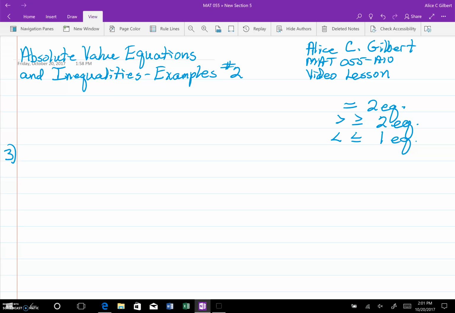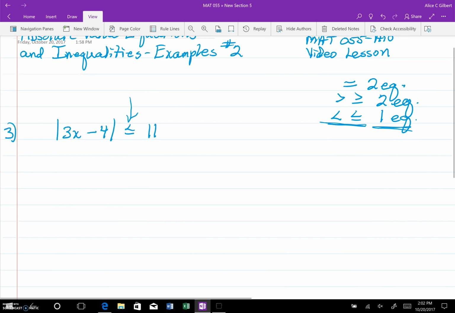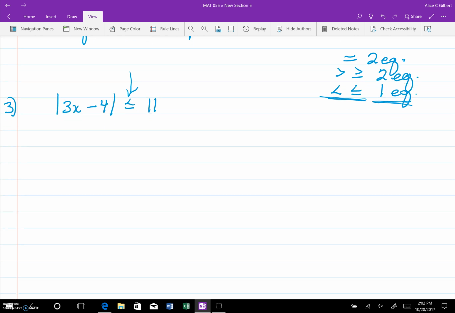All right, continuing with example number 3, we're going to do the absolute value of 3x minus 4 is less than or equal to 11. And again, it could also just be less than, not also equal to. Okay, so this one, we're looking at this, but that looks like these guys. So that means one equation. So this is how we do this.